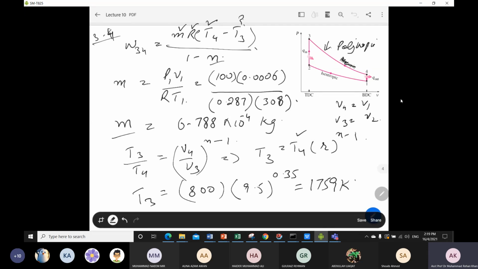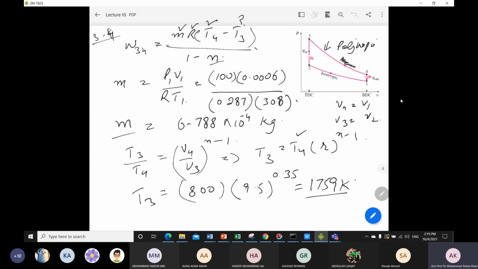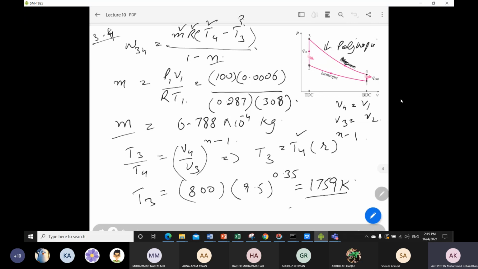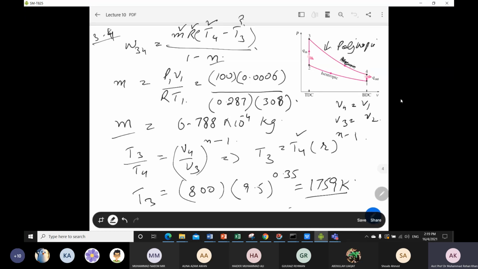Okay, and which is also your part number A, to find the maximum temperature. So the maximum temperature is at point number 3. Okay, so you have to note it down and we will move forward.